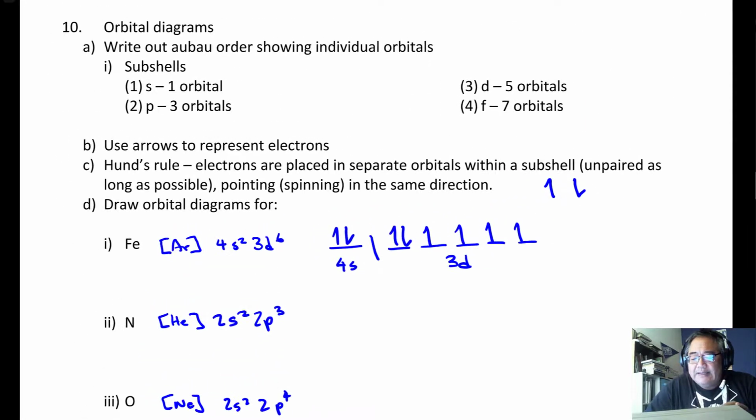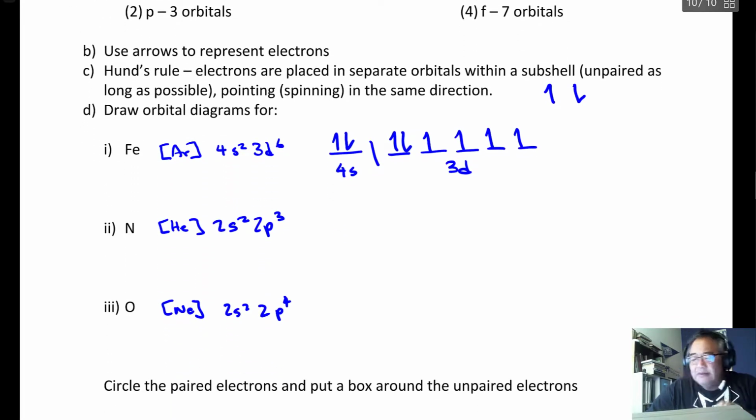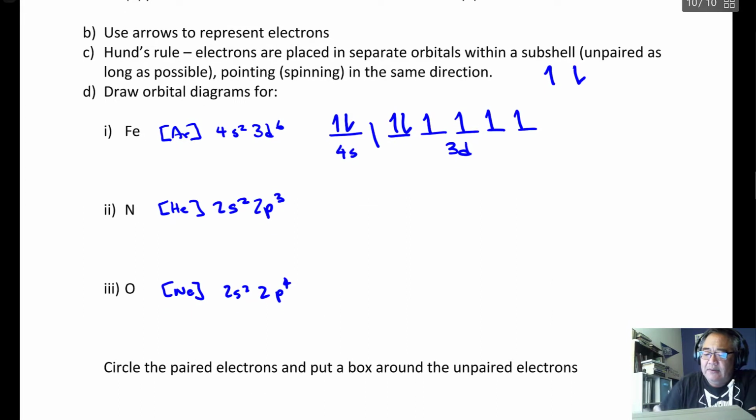So the rule is this. Electrons are represented by arrows. Hund's rule is the rule that says when you put the electrons in orbitals, you keep them unpaired first, and then when you pair them, you have them spinning in opposite directions or pointing in opposite directions. So this would be the orbital diagram for iron.